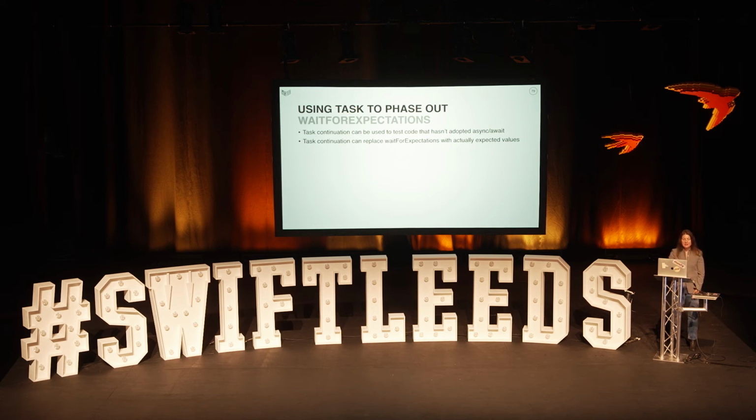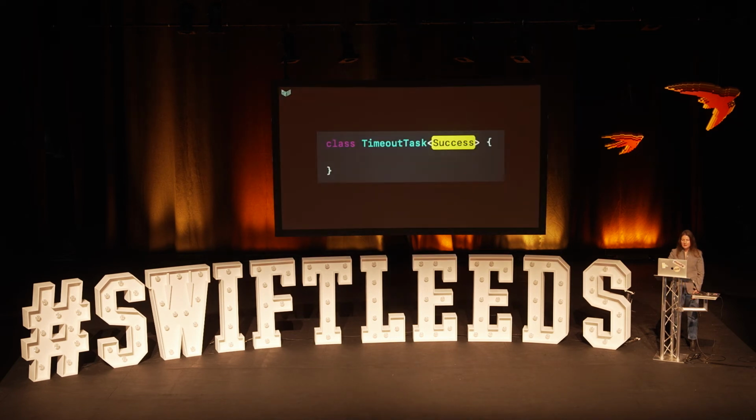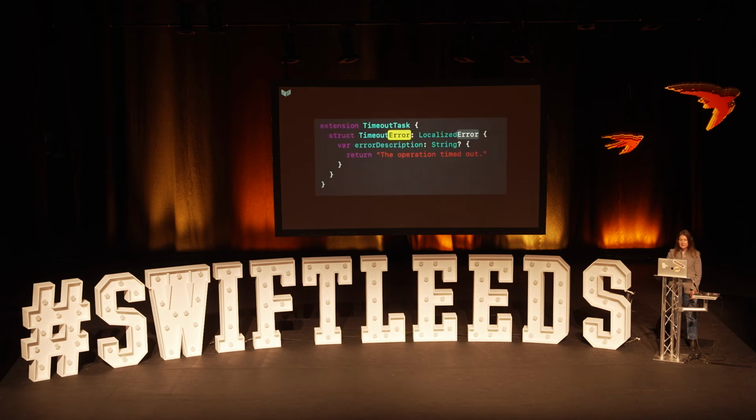So now we're going to add a timeout task that we can use to achieve some pretty nimble test results through the continuation. First, you want to create a generic success type. Our timeout task will return success if it returns anything. If the task doesn't return any results at all, then the success is void. Additionally, you're going to define a timeout error, which will throw if the task times out.